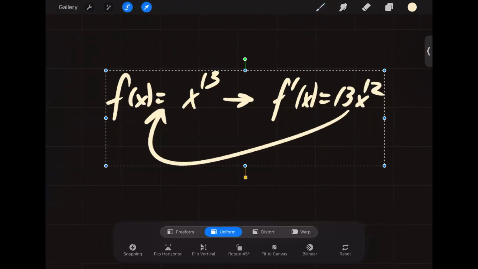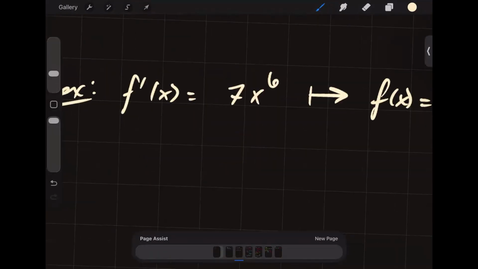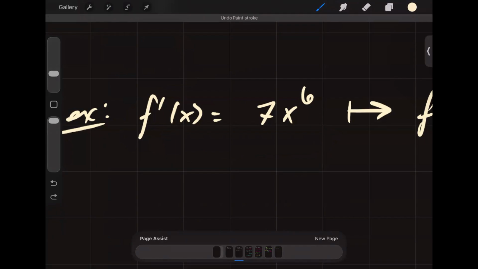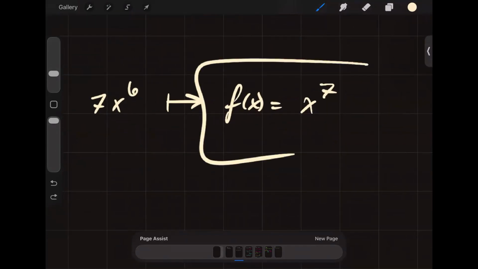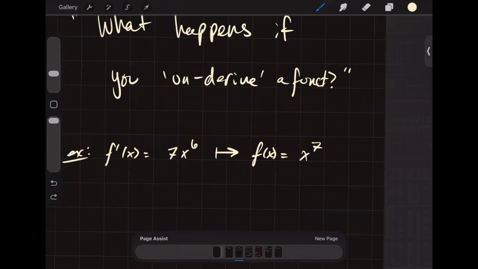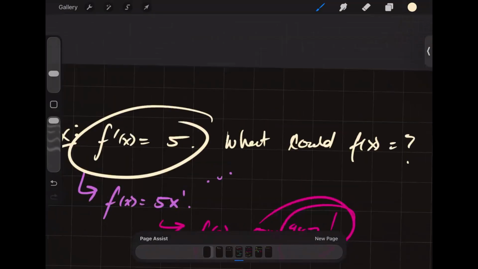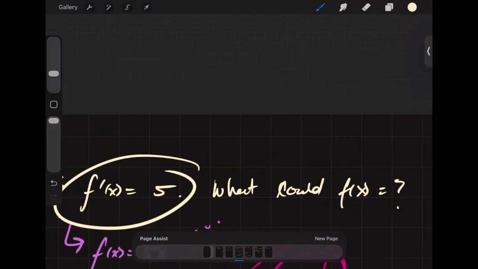So there's an example. If you have f prime of x is equal to 7x to the 6th, right? And you undo that process, you might end up with f of x is equal to x to the 7th, right? So the question is, if I give you f prime of x is equal to 5, what can f of x equal? I'll give you a second to think about it.